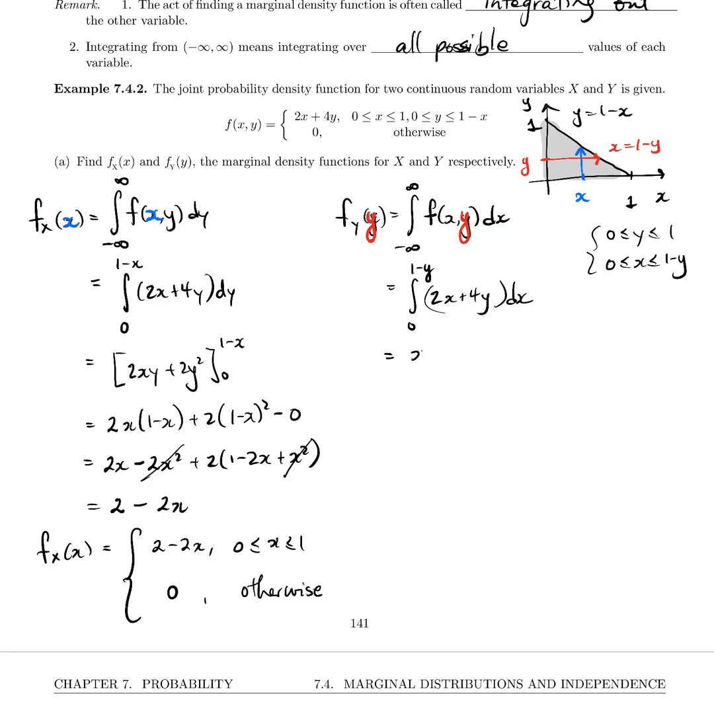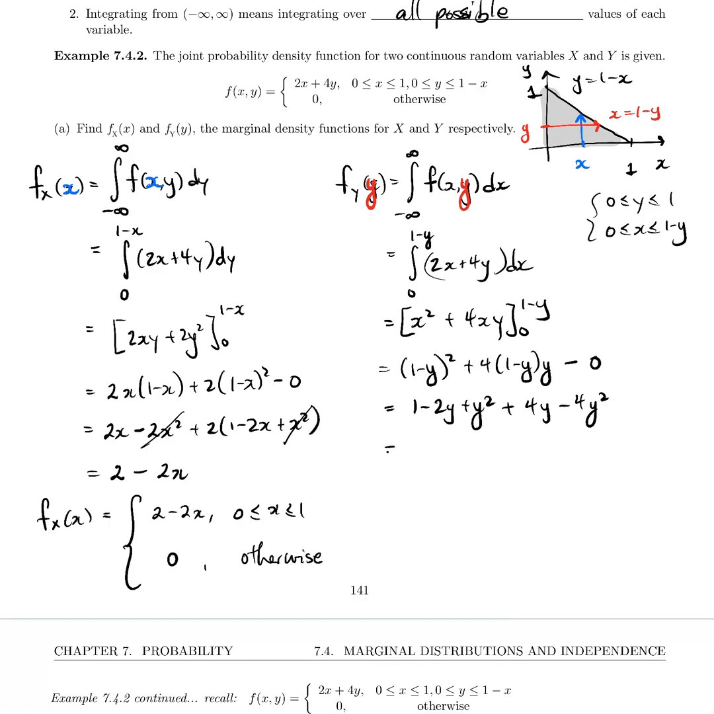We get x squared plus 4xy, and that is the antiderivative that's run from 0 to 1 minus y, and so 1 minus y all squared plus 4 times 1 minus y times y minus 0. And so we're going to simplify here: 1 minus 2y plus y squared, and then we get plus 4y minus 4y squared, and that finally gives us 1 minus 2y plus 4y, so 1 plus 2y minus 3y squared.